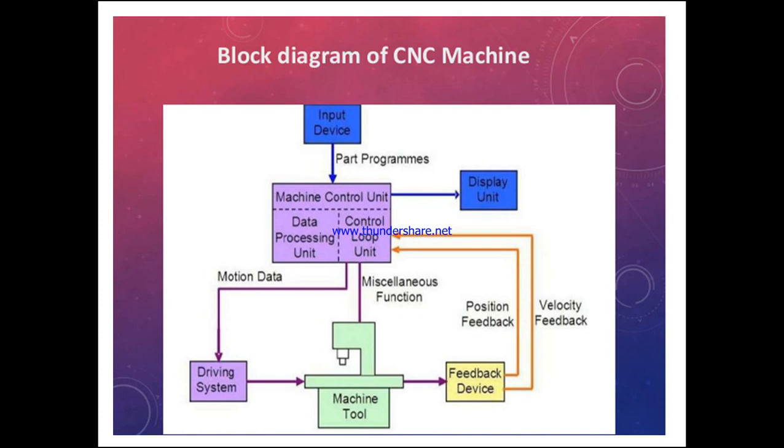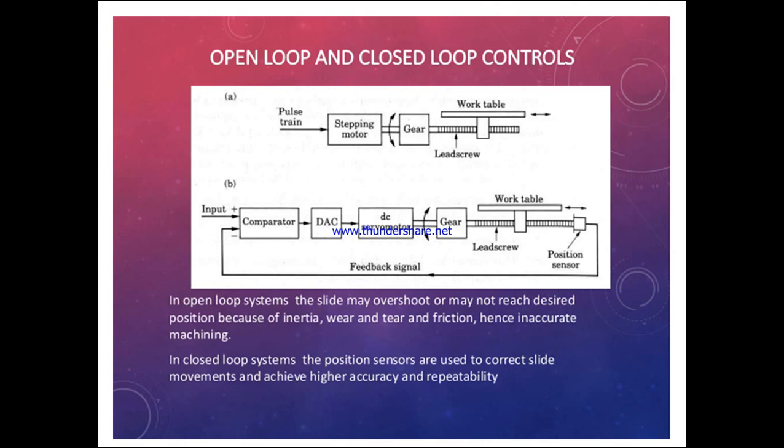Every signal is given to the control loop unit, that is, the feedback unit. By this, the whole CNC machine goes on working. So in open loop and closed loop control, what do we mean by open loop and closed loop? In an open loop system, there is no feedback given back, whereas in a closed loop system, we have a feedback signal.